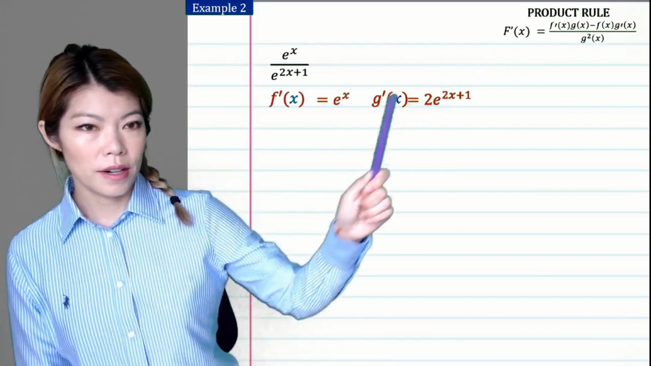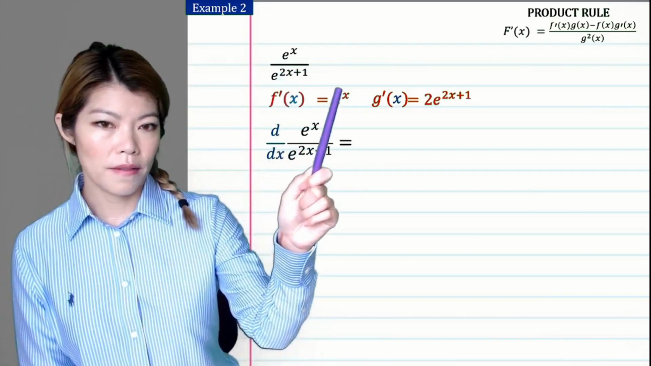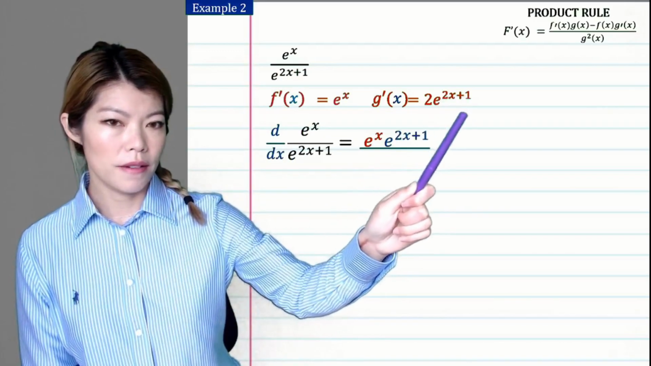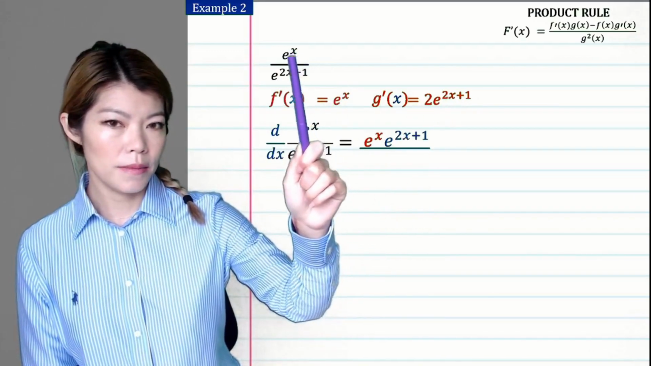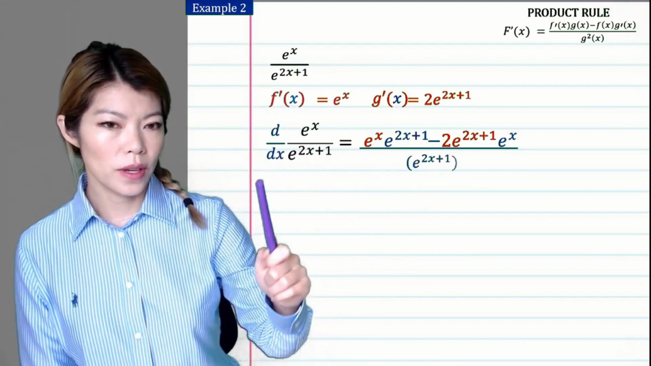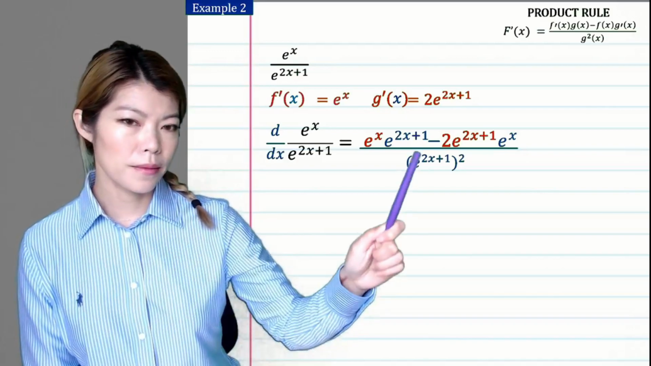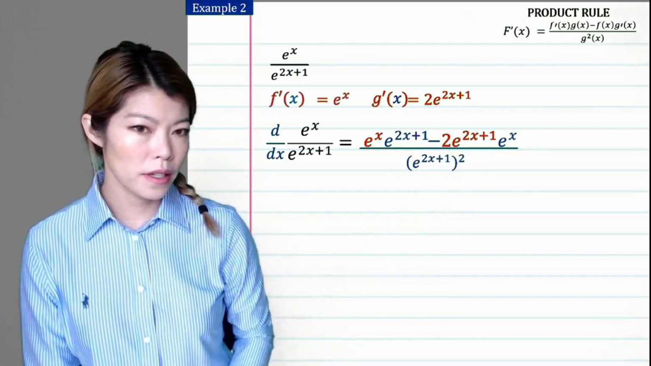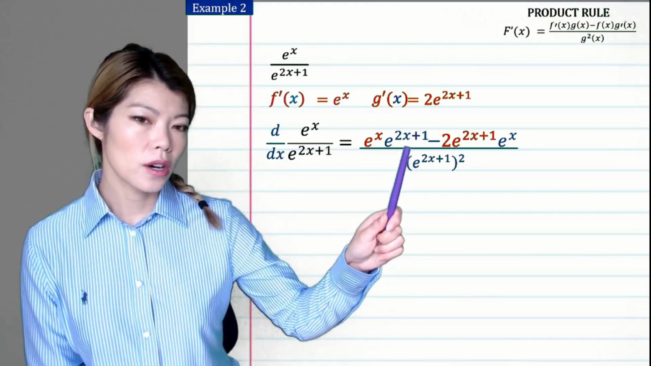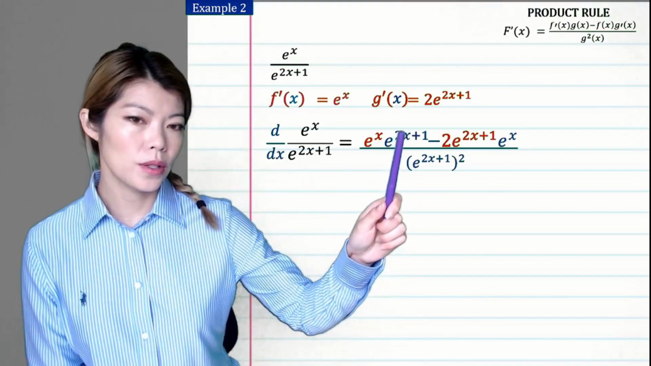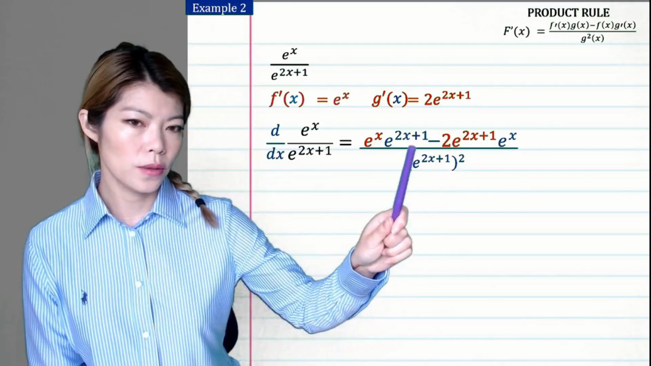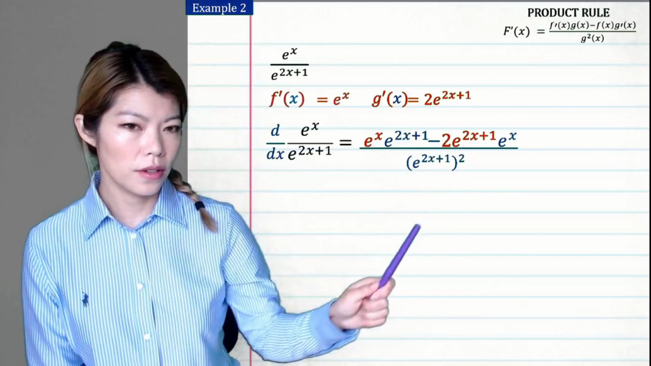Next, we write out our quotient rule. So we have that times the bottom part, and we have minus that times the top part. And the denominator is that squared. So now we have a look and we could start expanding, but first, is there anything else we can do? We notice that we have a common factor of e to the 2x plus 1. So there's 1 there, and 2 there. So we will take one common factor out of all of them.